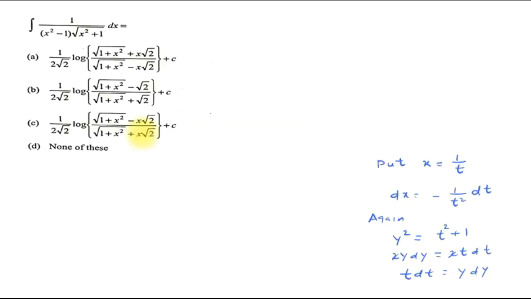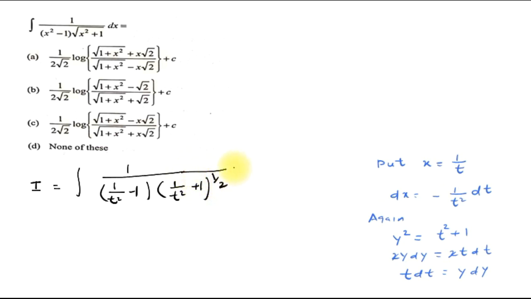Hello dear student, here we have to find the integration of 1 over x square minus 1 under root 1 plus x square dx. So this integration can be written as, see here, if we substitute x is equal to 1 over t, then the above integration can be written as I is equal to integration 1 over t square minus 1, right, into 1 over t square plus 1 to the power 1 by 2 into dx, which is equal to minus 1 over t square dt.